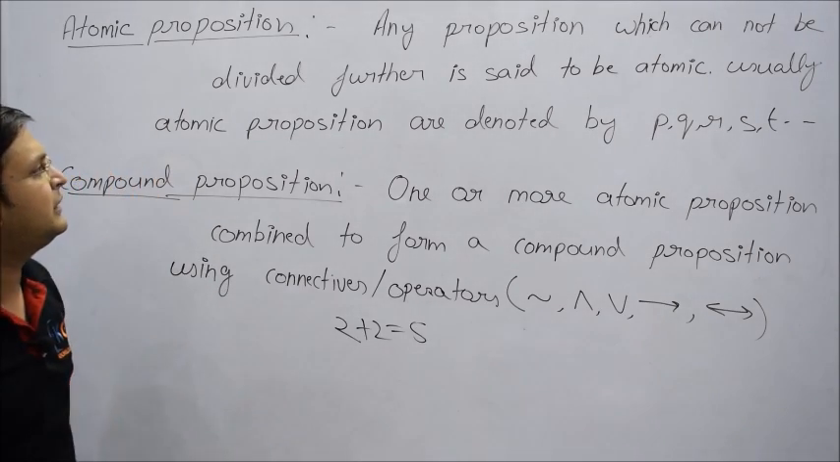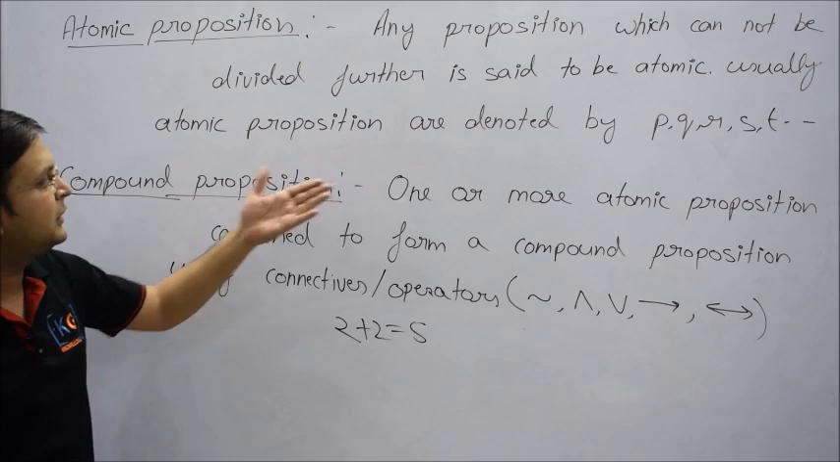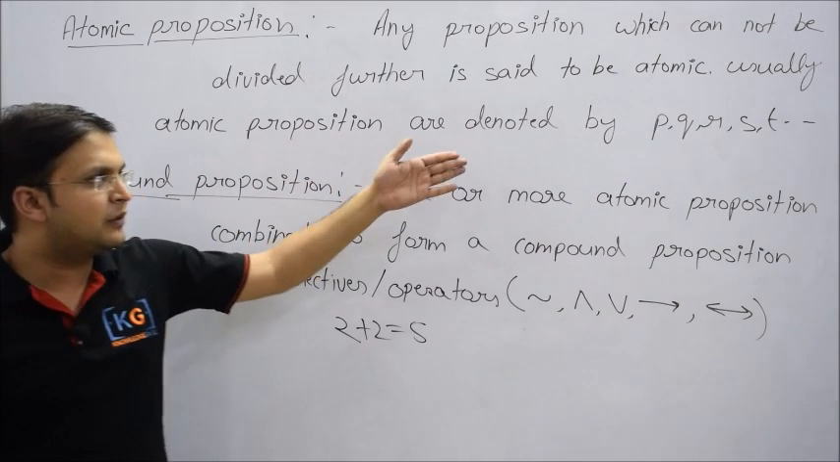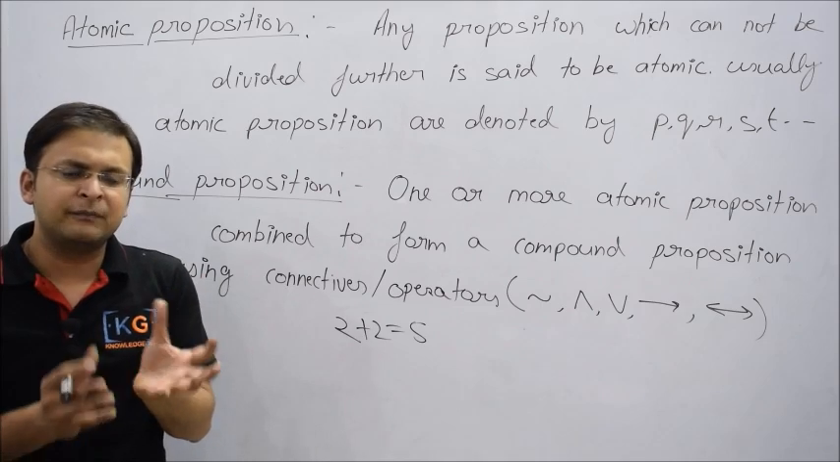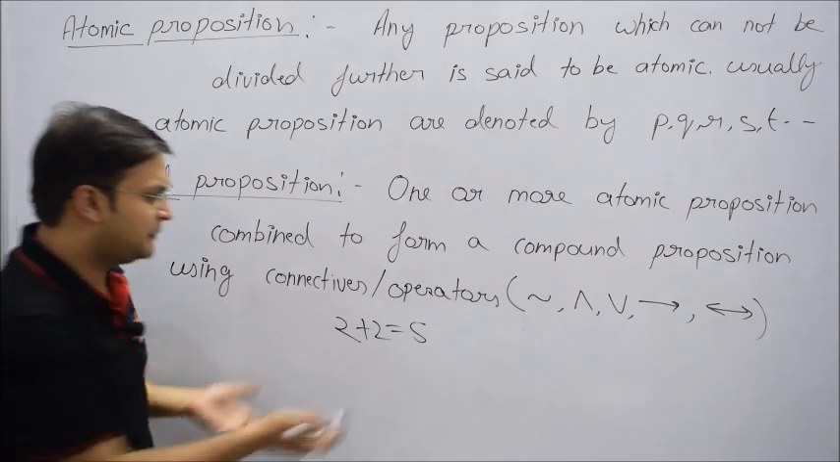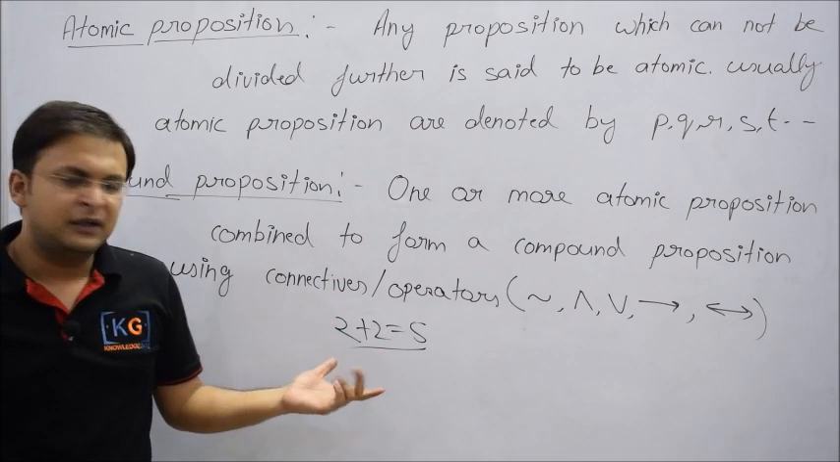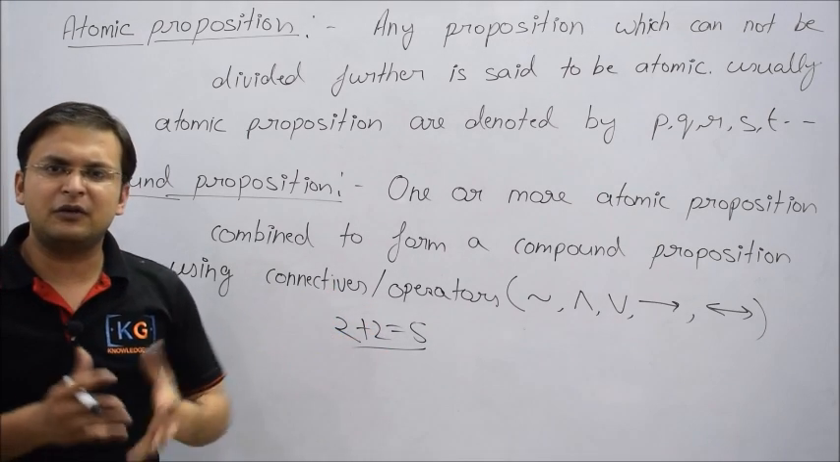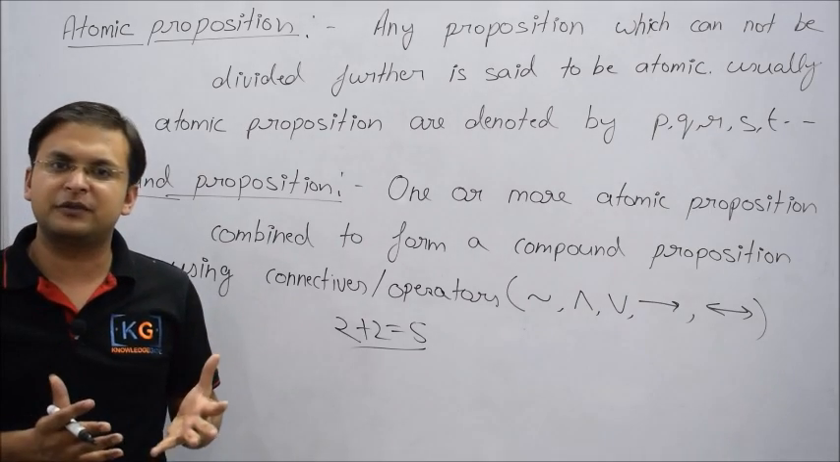Any proposition which cannot be divided further is said to be atomic, and usually it is denoted by lower case letters like p, q, r, s, t. These are the simplest logic which we cannot divide further. For example, I said 2 plus 2 is equal to 5. That is a very basic statement and you cannot divide it further. So this statement is called an atomic proposition.